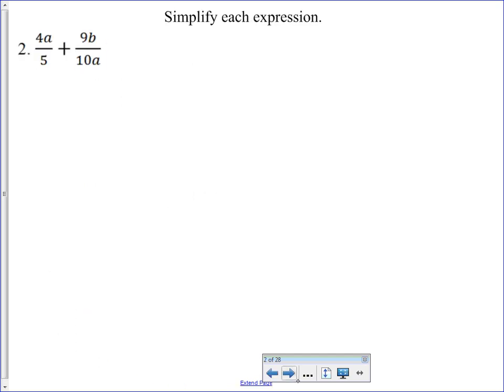For this one, it's asking us to add the two fractions, so the key thing here is to find the common denominator. The common denominator of 5 and 10 is going to be 10, and they both need to have an a. So the common denominator is going to be 10a. This is already 10a, so I need to turn this into 10a. So I'll rewrite my fractions down here so we can see what's going on.